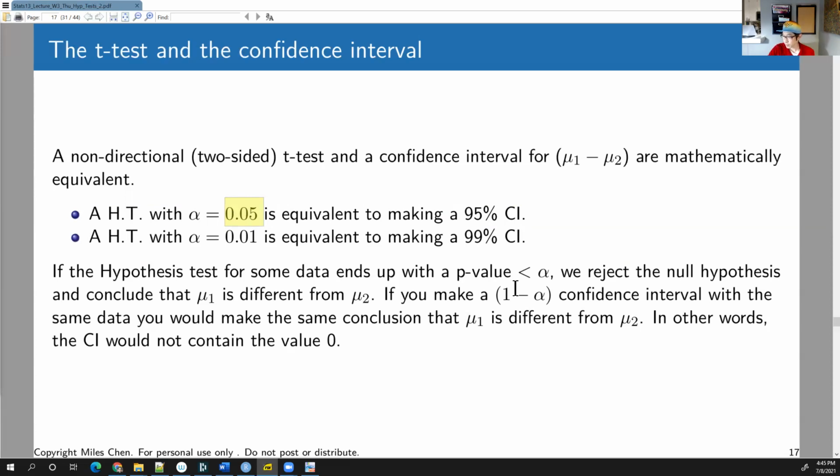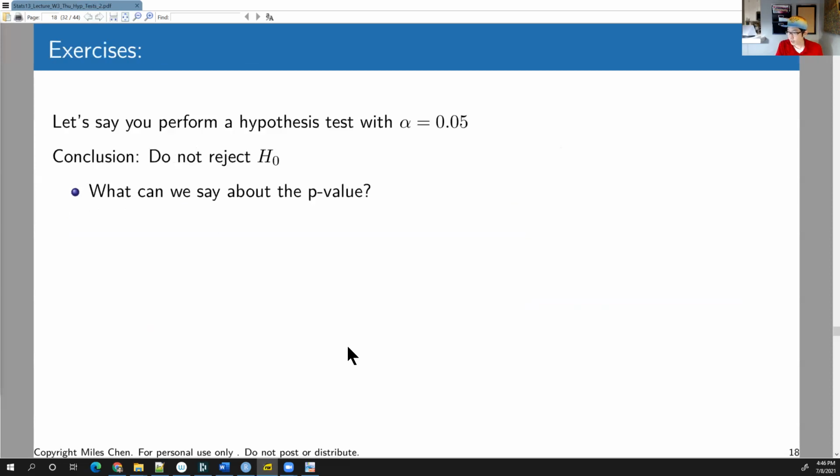So if your hypothesis test for some data ends up with a p-value less than alpha, you would reject the null and conclude that mu1 is different from mu2. Similarly, if you make a 1 minus alpha confidence interval with the same data, you would make the same conclusion that mu1 is different from mu2, right? And for that to happen with a confidence interval, that means the confidence interval does not contain the value 0. So let's just look at some scenarios here.